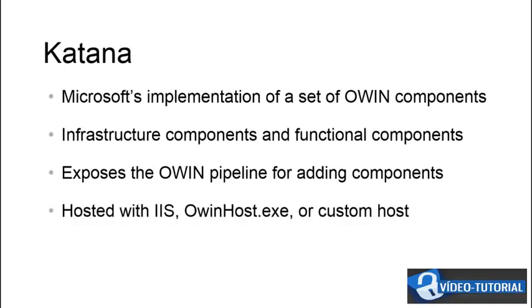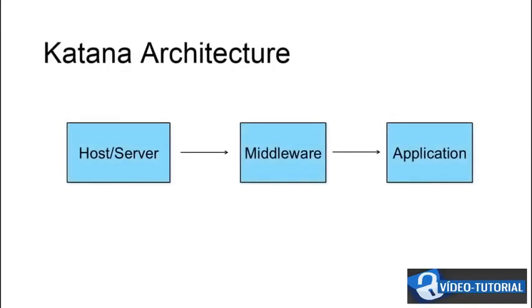Here are the four high-level pieces of a project that makes use of Katana. We have a host, which is responsible for managing the main process of the application, and a server, which is responsible for listening for requests and then forwarding them to the OWIN pipeline. If we're just using IIS, then IIS accounts for both of these pieces. Otherwise, it's possible to use two separate, replaceable components.